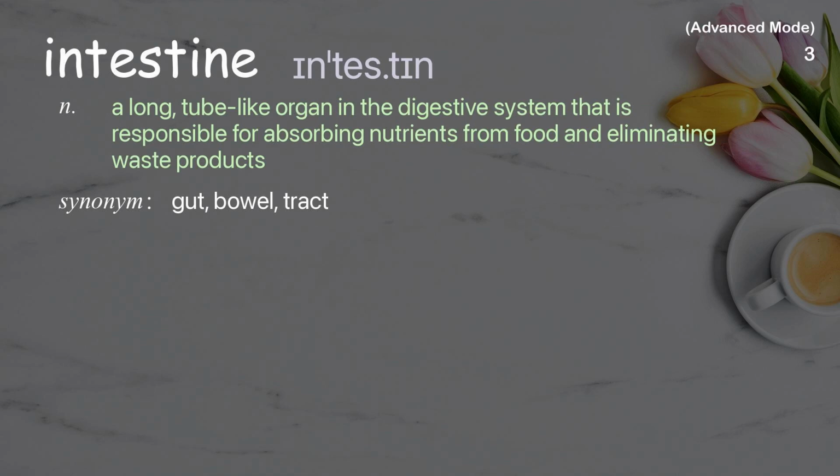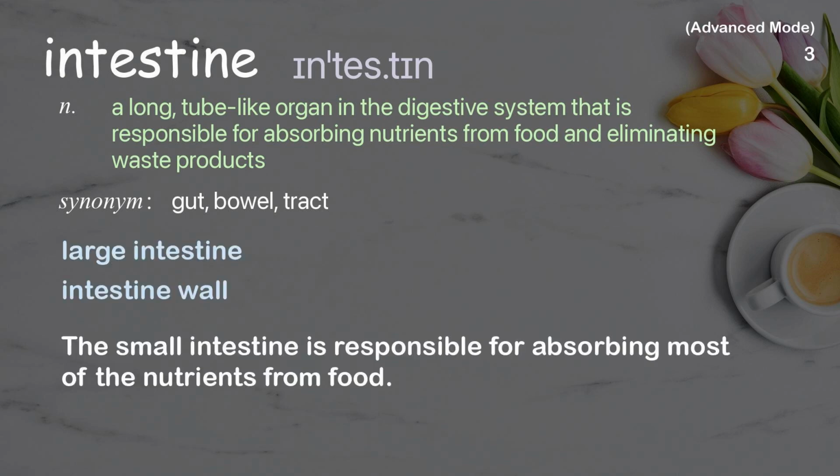Intestine. A long, tube-like organ in the digestive system that is responsible for absorbing nutrients from food and eliminating waste products. Examples: large intestine, intestine wall. The small intestine is responsible for absorbing most of the nutrients from food.